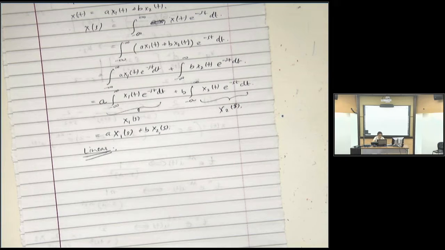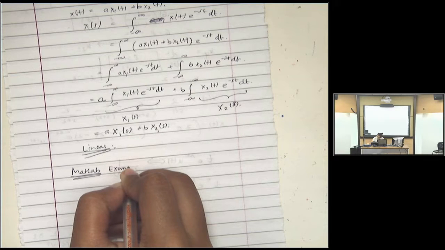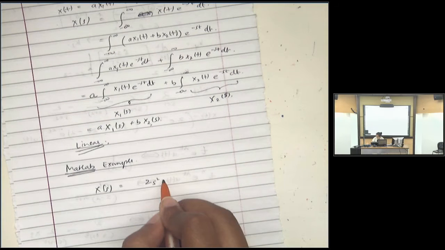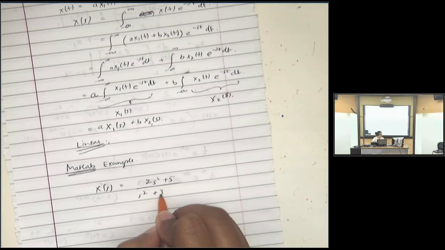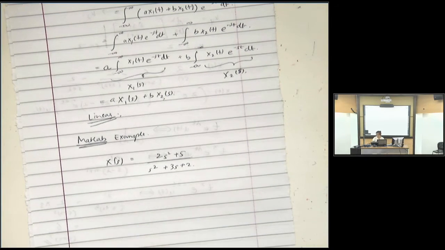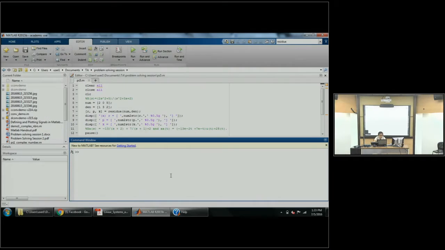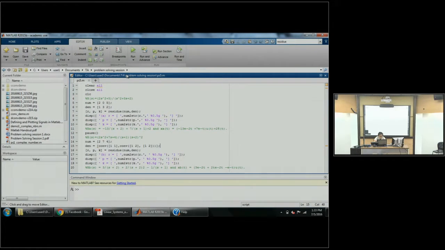So for the first MATLAB example, let me write down the function. X(s) for my first example is (2s squared plus 5) over (s squared plus 3s plus 2). We know how to do this manually. We'll just see how to implement this using MATLAB. Let me switch to the laptop. I have my standard script running. This is my X(s), which I had just written, that is (2s squared plus 5) over (s squared plus 3s plus 2).